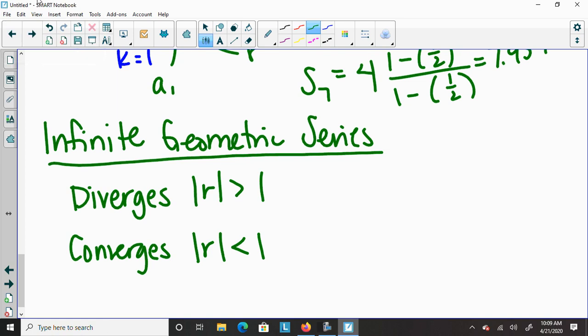Okay, I'm back. I don't know what I just said. So diverges is when your ratio is greater than 1. Converges is when it's less than 1. I just wanted to show you a picture of why that's actually the case.